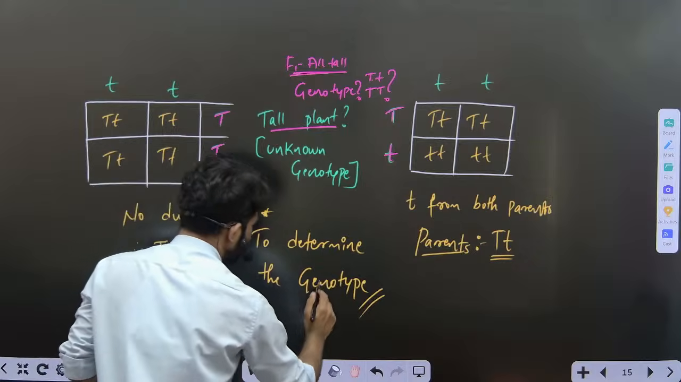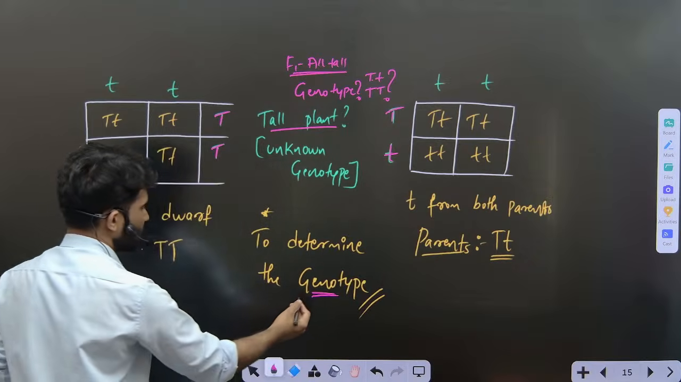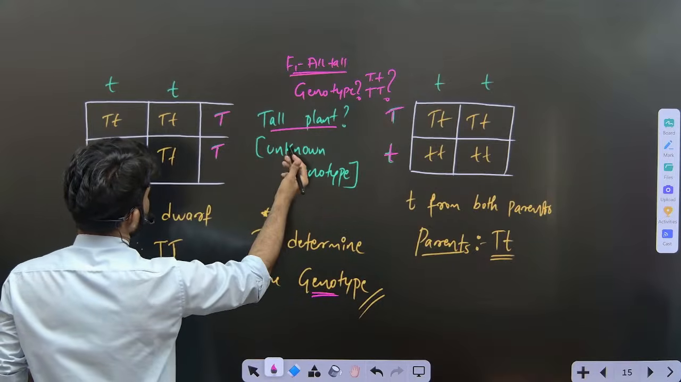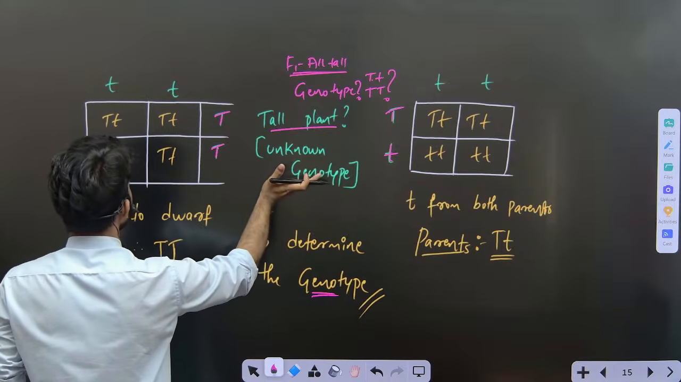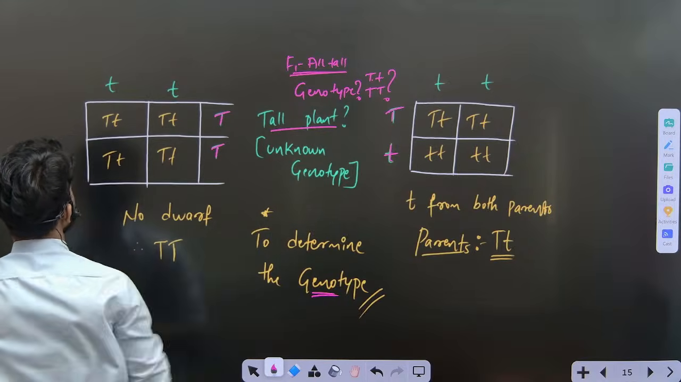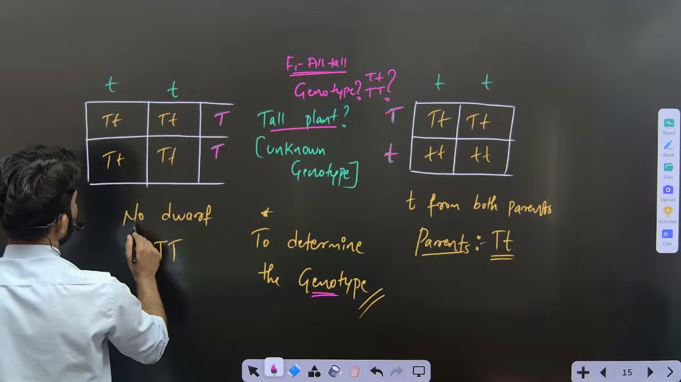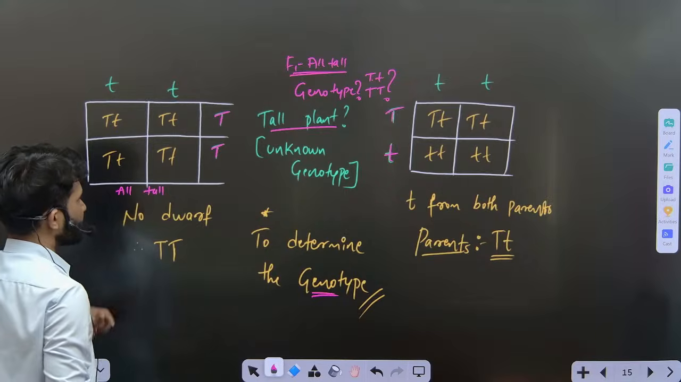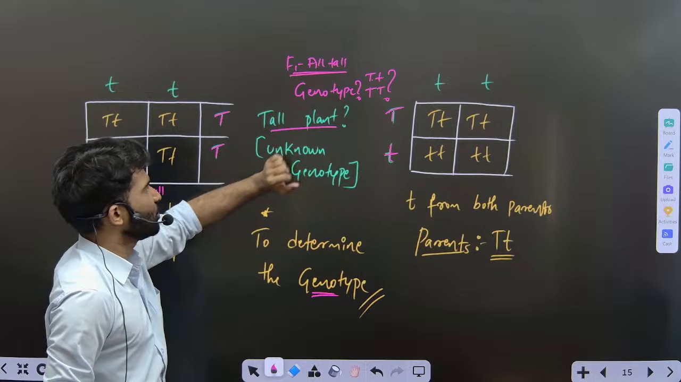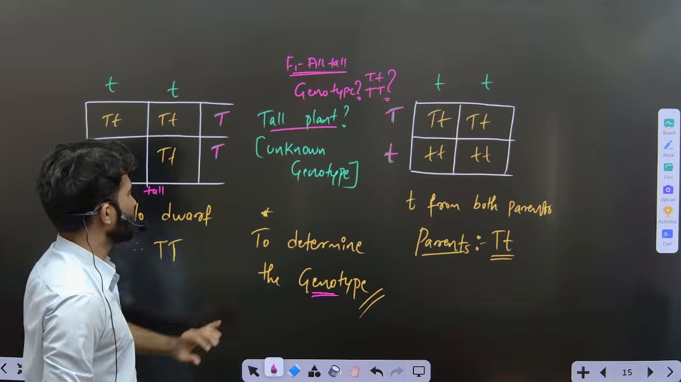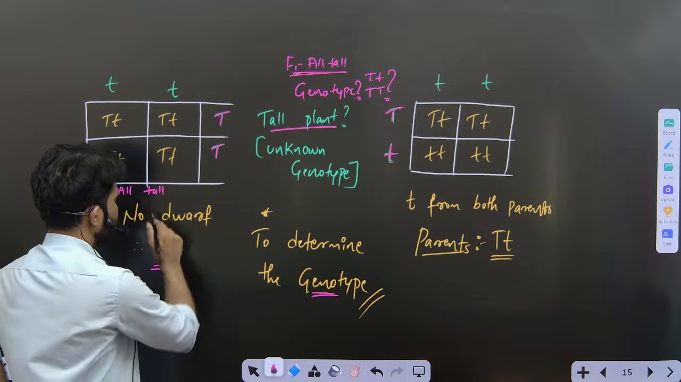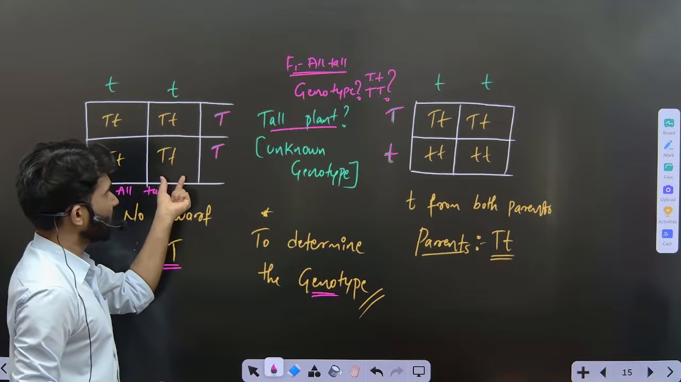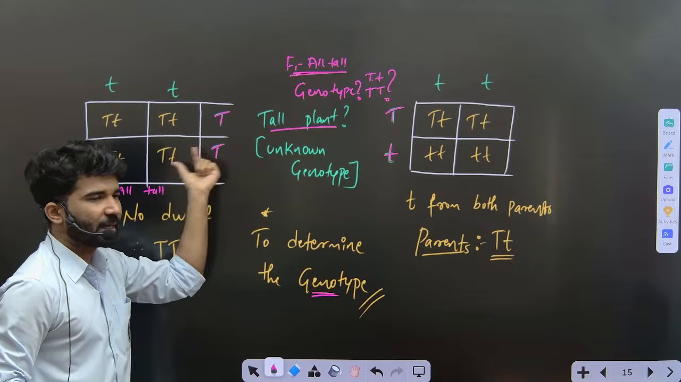So to determine the genotype of an F1 parent, or of any parent, what you have to do is cross the plant of unknown genotype with the recessive parent. If we got all tall plants, not even a single dwarf, then the parent plant with the unknown genotype is capital capital, right? So then only we got all tall. If we got any dwarf, then the genotype is of heterozygous condition.